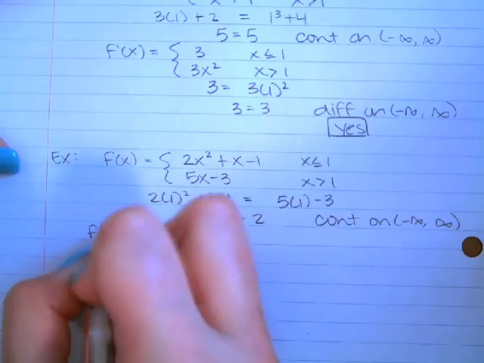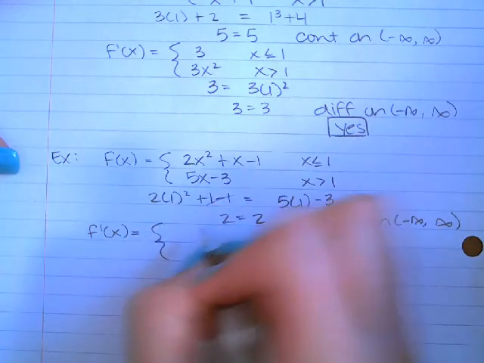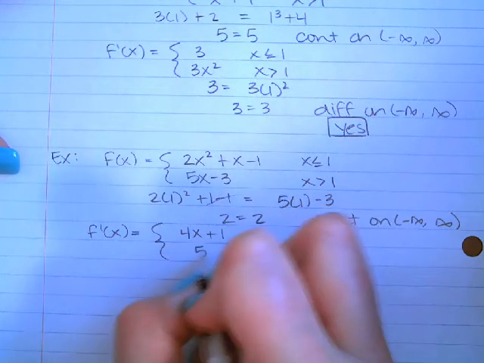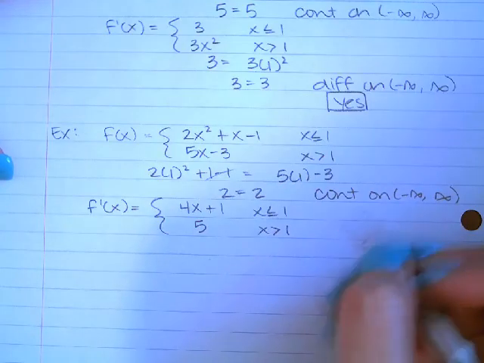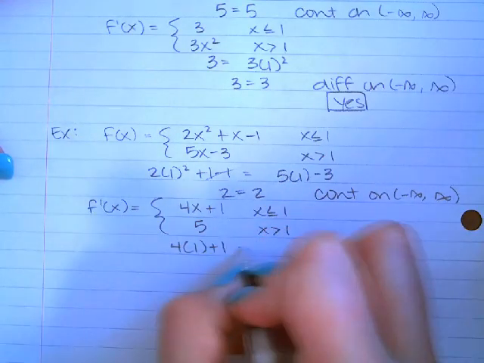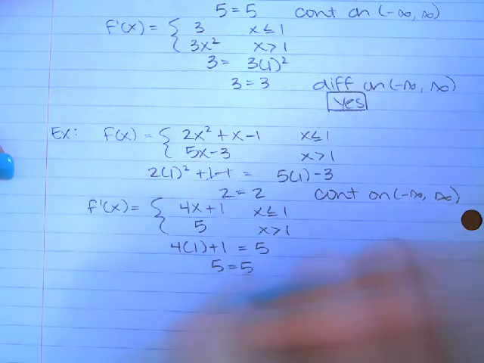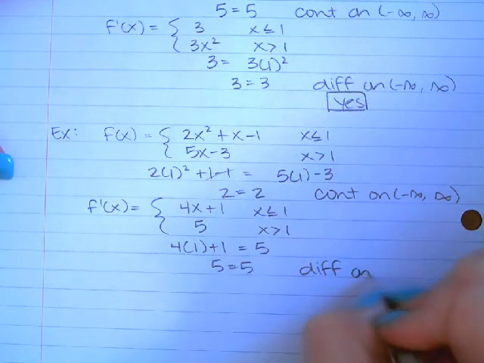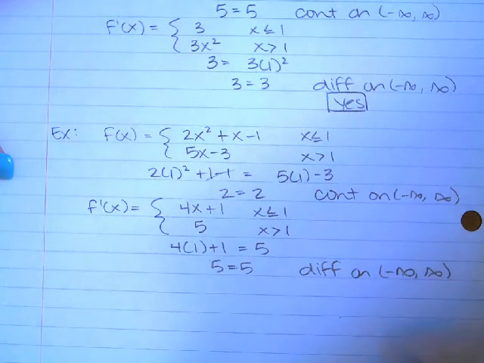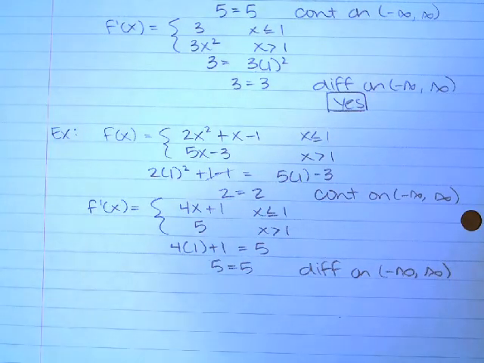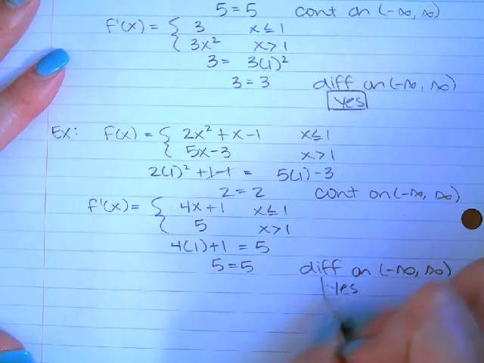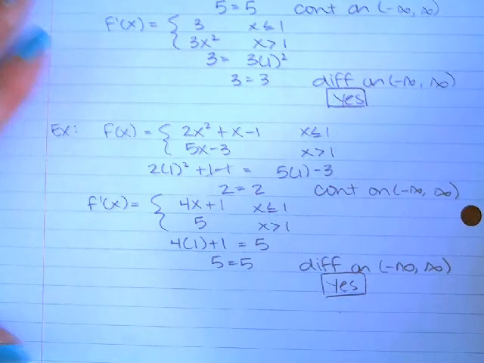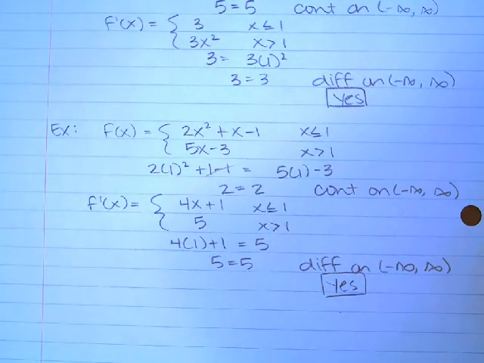Now we'll go ahead and check the derivative. And if I plug in 1, I get 5 equals 5, so it's also differentiable. So if they took it a step further and they said, go ahead and tell us what the derivative is at the point of interest. The point of interest was 1, an x-coordinate of 1. That's what we were interested in.